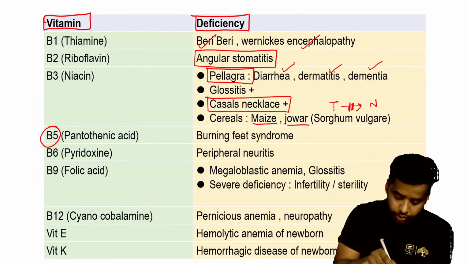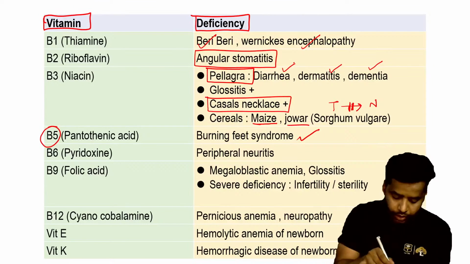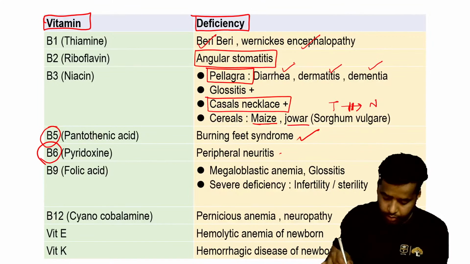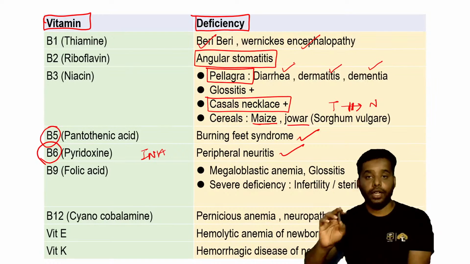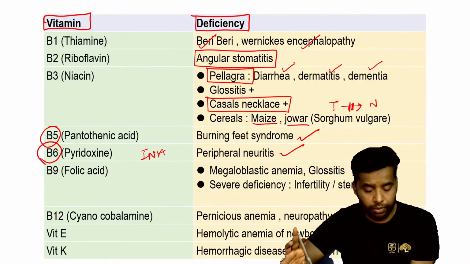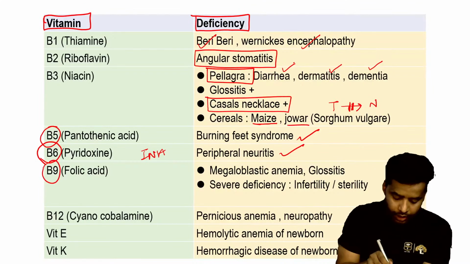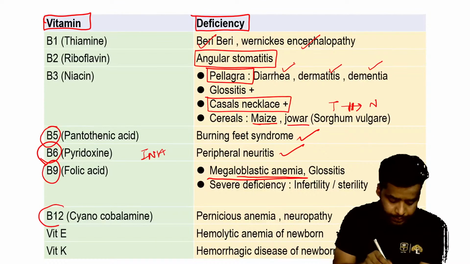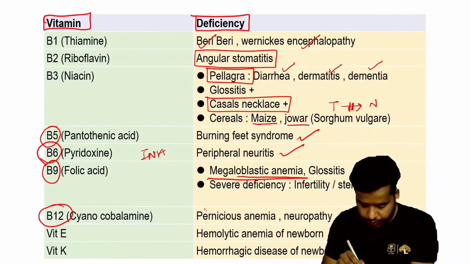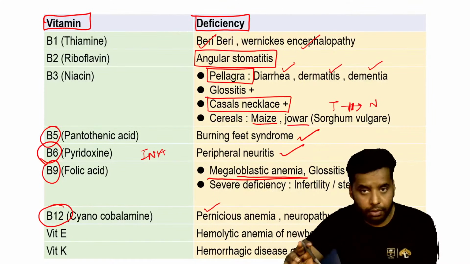B5, pantothenic acid, burning feet syndrome. B6, peripheral neuropathy. Isoniazid for TB treatment can lead to B6 deficiency. Important. B9, deficiency can cause megaloblastic anemia. B12, peripheral neuropathy. At the same time, pernicious anemia.